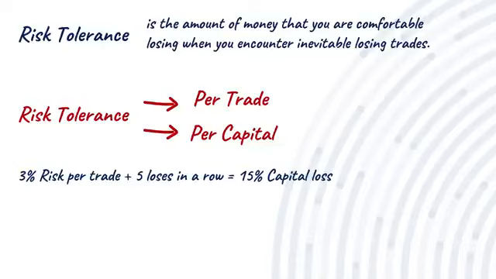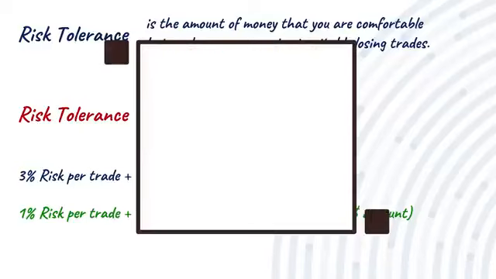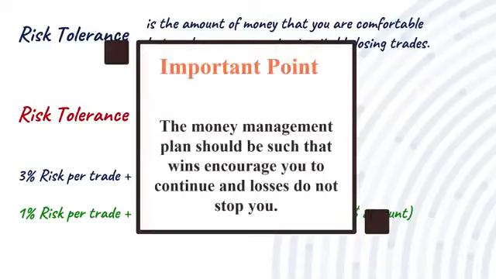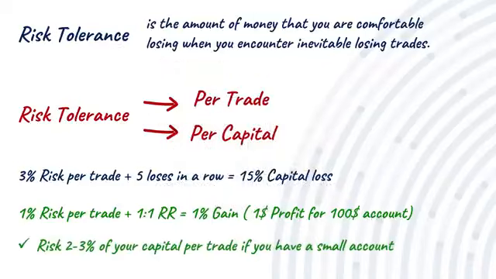But why don't we risk very smaller percentages? The amount of your risk on each trade determines the amount of gains as well. For example, if you have a small account and you risk 1% per trade and your risk-to-reward ratio is 1 to 1, you will gain 1% per trade. And if it does not satisfy you after all of the hard work you put into the trading, you will get discouraged. As a result, your money management plan should be such that wins encourage you to continue and losses do not stop you. If I was a beginner and I had a small account, I would probably risk 2 to 3% of my capital per trade.